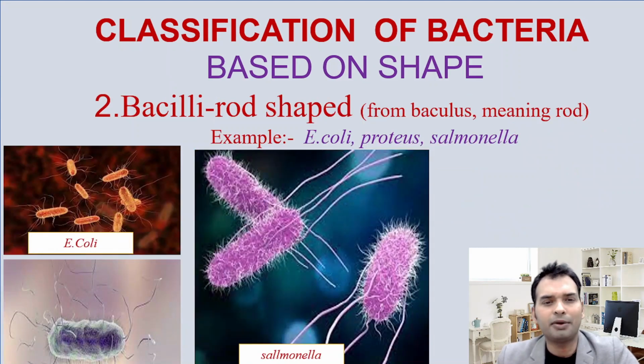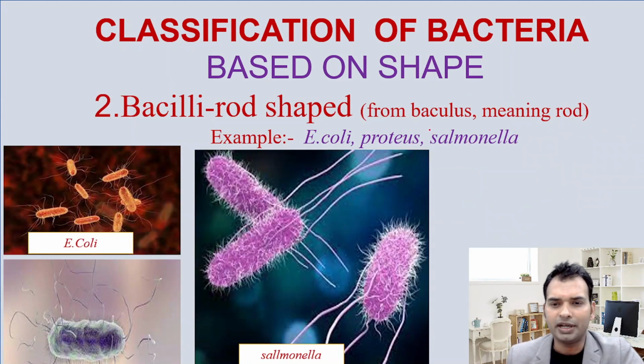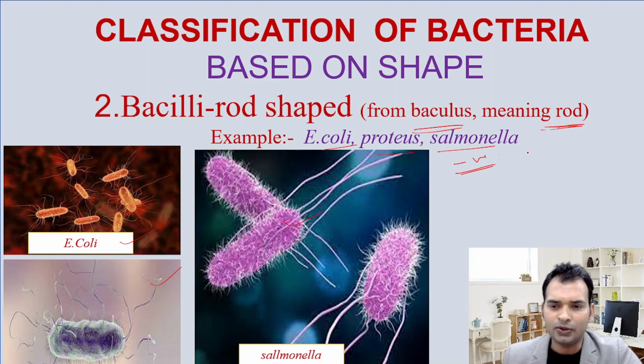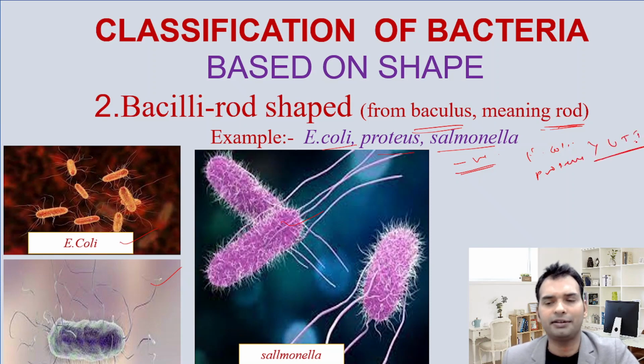Second, when we discuss bacilli, they are rod in shape. Baculus means rod. Here I have taken the example of three bacteria. Number one, E. coli, second, Proteus, and third, Salmonella. E. coli, Proteus, and Salmonella are gram-negative bacteria. E. coli and Proteus both produce urinary tract infection. But Salmonella produces typhoid fever.